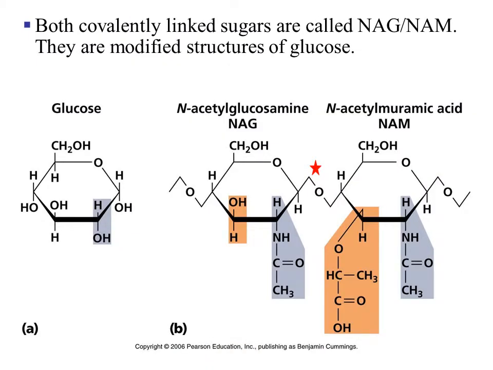Let's talk about the sugar and the glycan. This is nothing more than a modified glucose molecule. N-acetylglucosamine is also called NAG, and N-acetylmuramic acid is also called NAM. Look at the structure of those two molecules and notice how similar they are to glucose. The only difference is carbon 2 and carbon 3. They have modifications there.